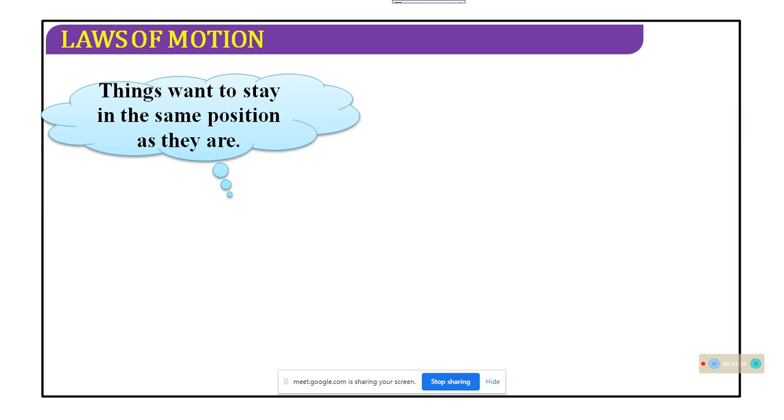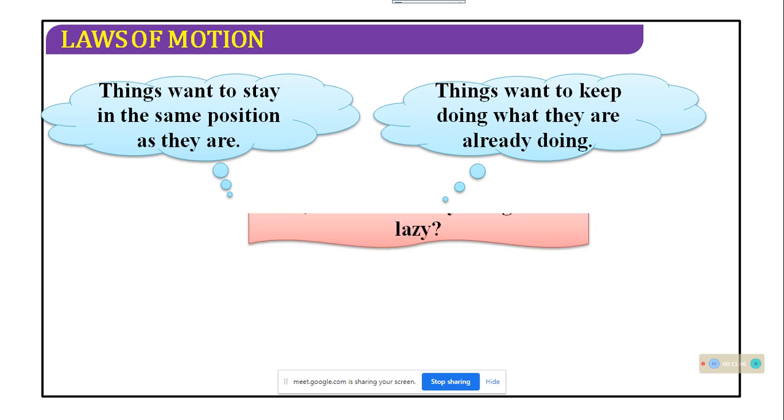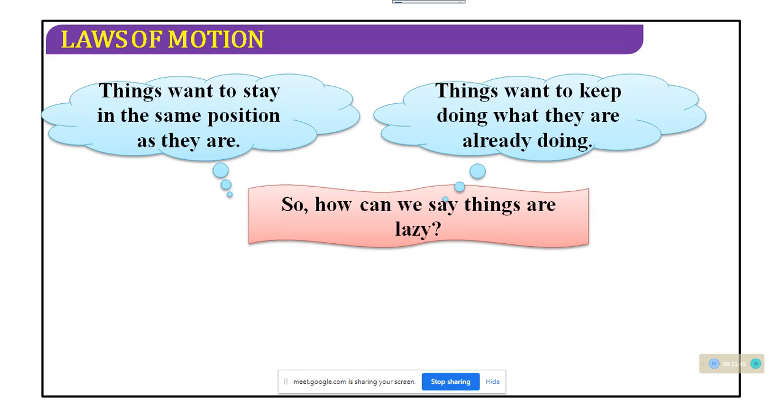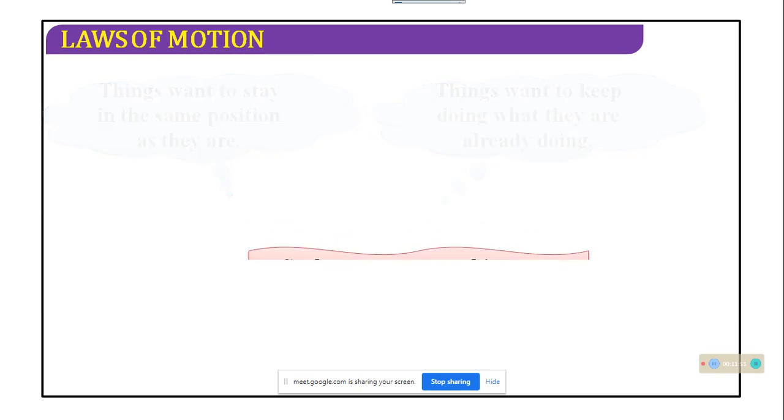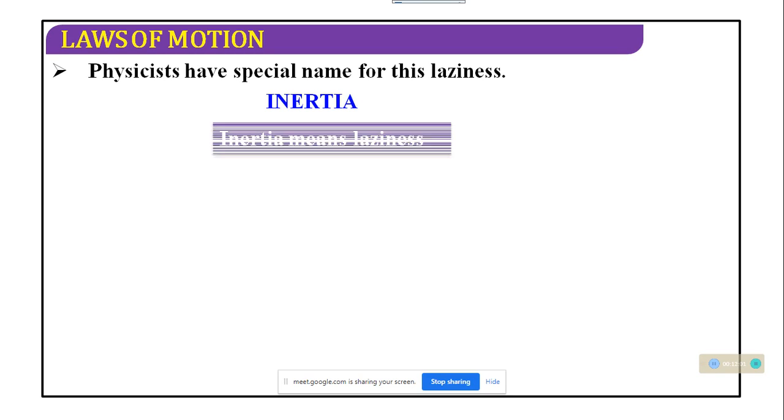Thus, things want to stay in the same position as they are. Things want to keep doing what they are already doing. How can they stay so lazy? This is the very reason. Physicists have a special name for this laziness. This is inertia. Inertia means laziness.